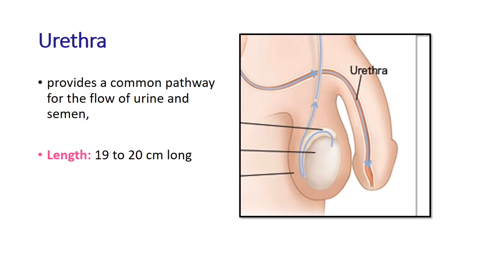Now, we'll see the urethra. The urethra provides a common pathway for the flow of urine and semen. It is a common pathway in the male for urine and semen. It is approximately 19 to 20 centimeters long.